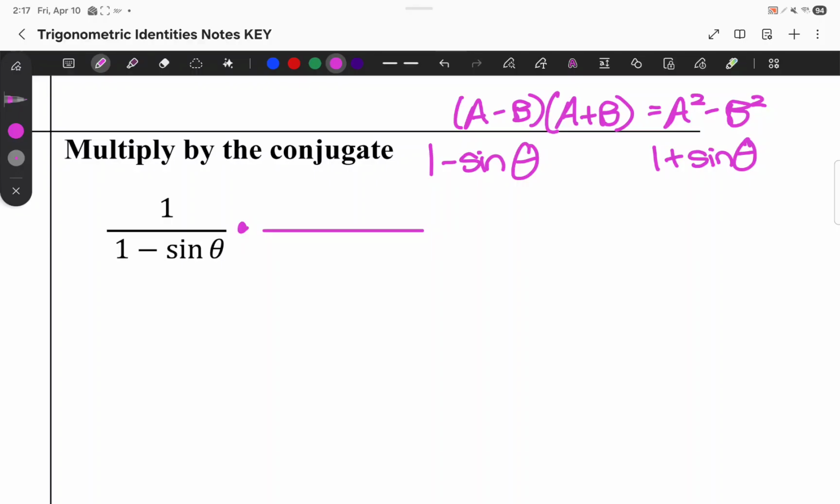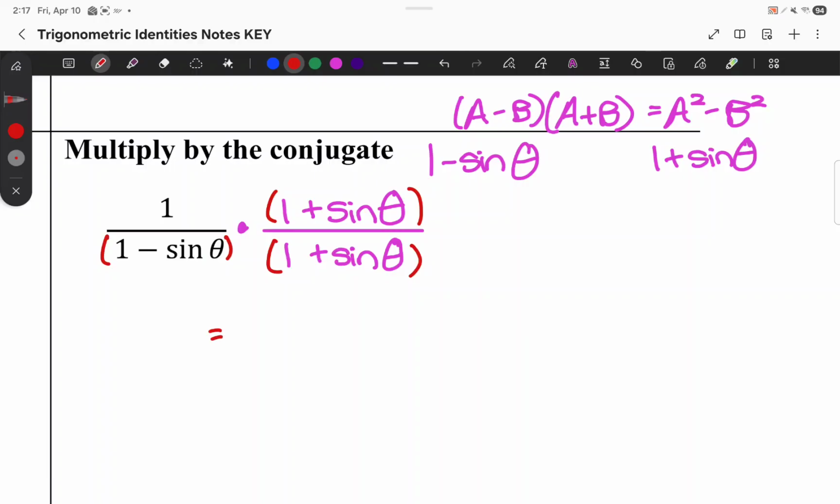So multiply by 1, basically you can multiply by anything as long as it's the same in the numerator and the denominator, because then you're not changing the overall value. So if you want to multiply by the conjugate, multiply by 1 plus sine theta over 1 plus sine theta. And if it helps, you don't really need the brackets, but you can wrap it in brackets just so you remember to multiply thoroughly.